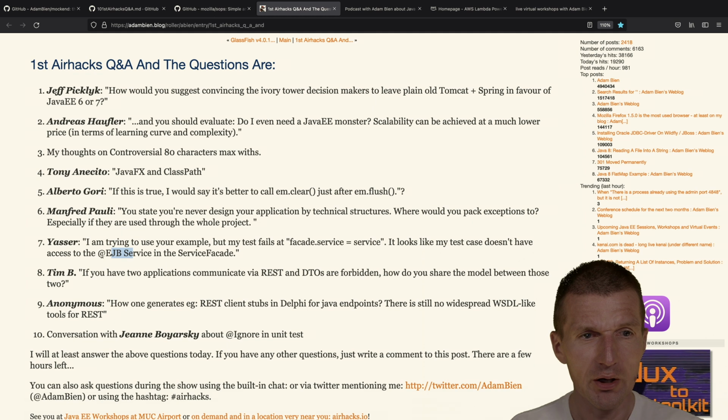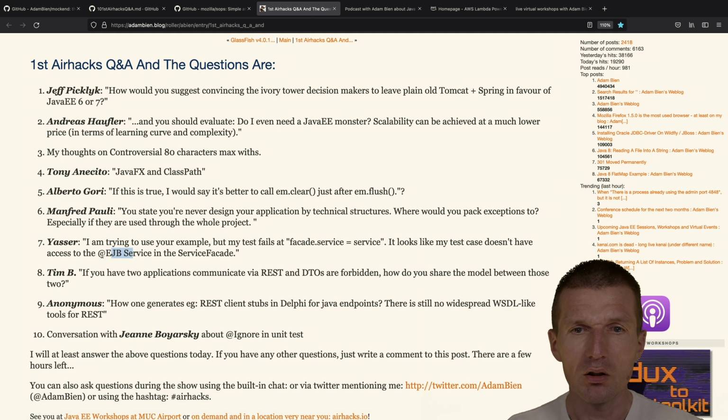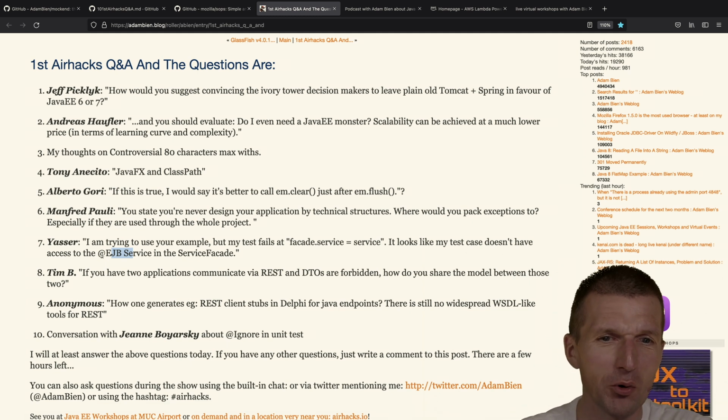And Anonymous, number 9, asks how one generates REST client stubs in Delphi for Java endpoints. There is still no widespread WSDL-like tool for REST. And I would say right now there's also no WSDL tool for Java anymore.